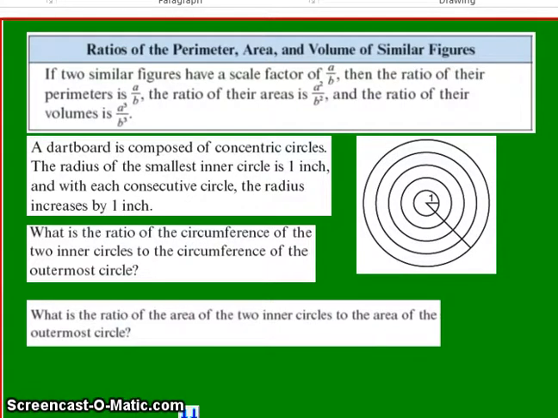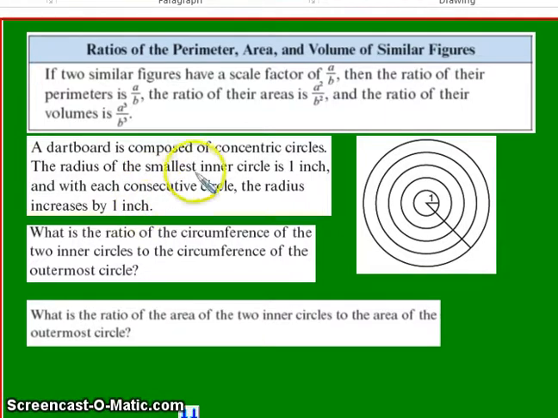Now we have an example. It needs to be in your notebook. A dartboard is composed of concentric circles. The radius of the smallest inner circle is 1 inch, and with each consecutive circle, the radius increases by 1 inch. What is the ratio of the circumference of the 2 inner circles to the circumference of the outermost circle?